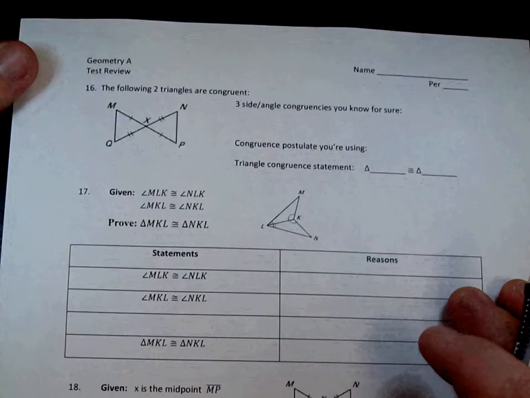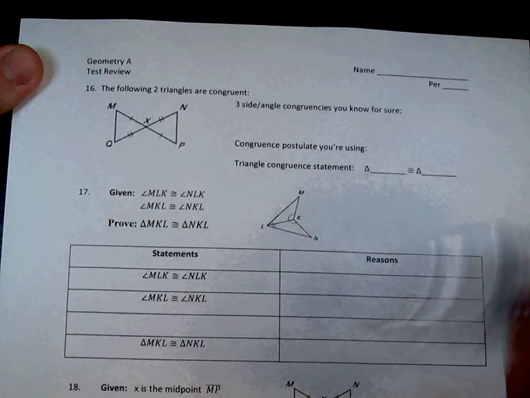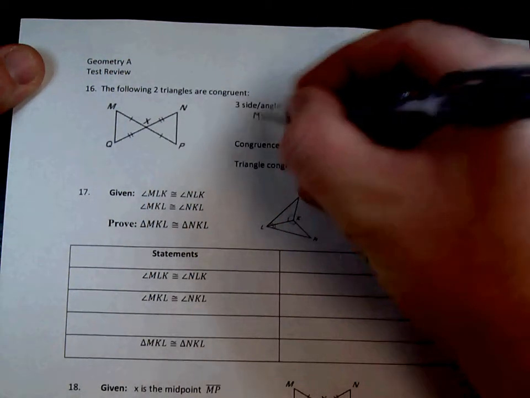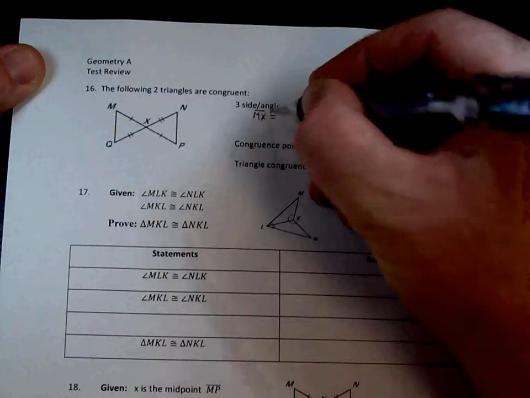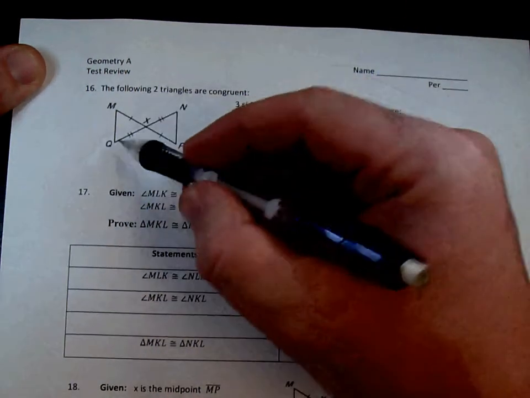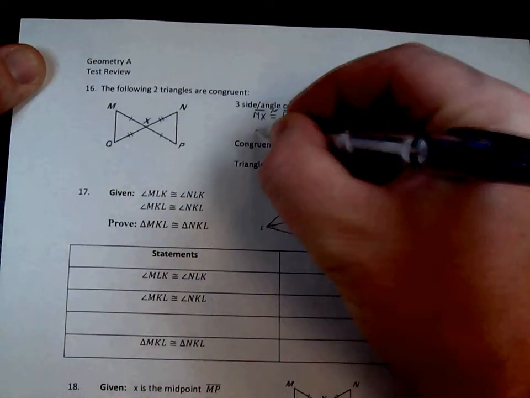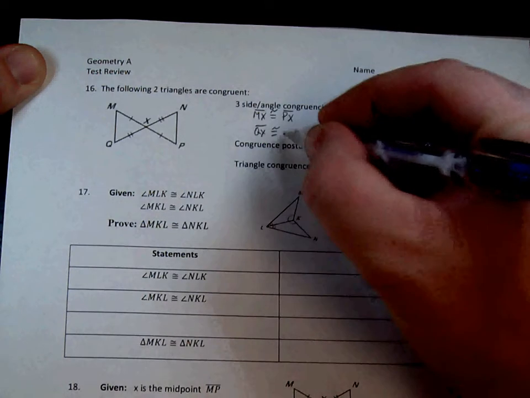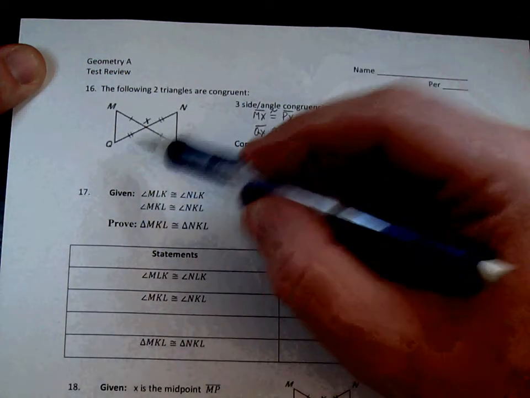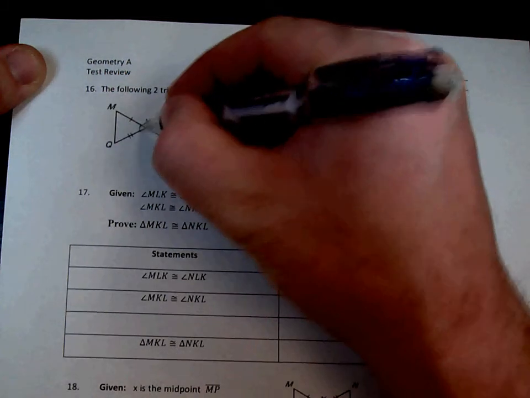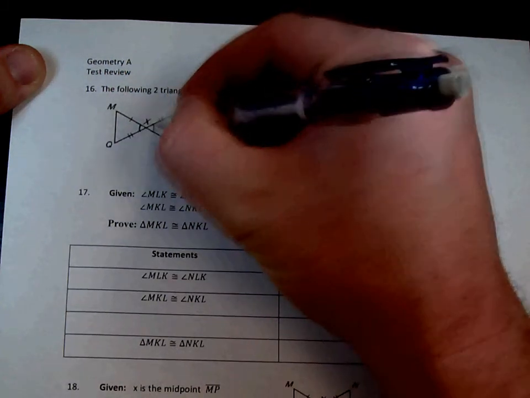Alright, so now list three side or angle congruencies. So I'll start with the single dash. MX is marked as congruent to PX. It also shows the double one, QX, is congruent to NX. But then there must be a third one. Well, that's vertical angles. Vertical angles don't have to be marked congruent because you should just know they're congruent.